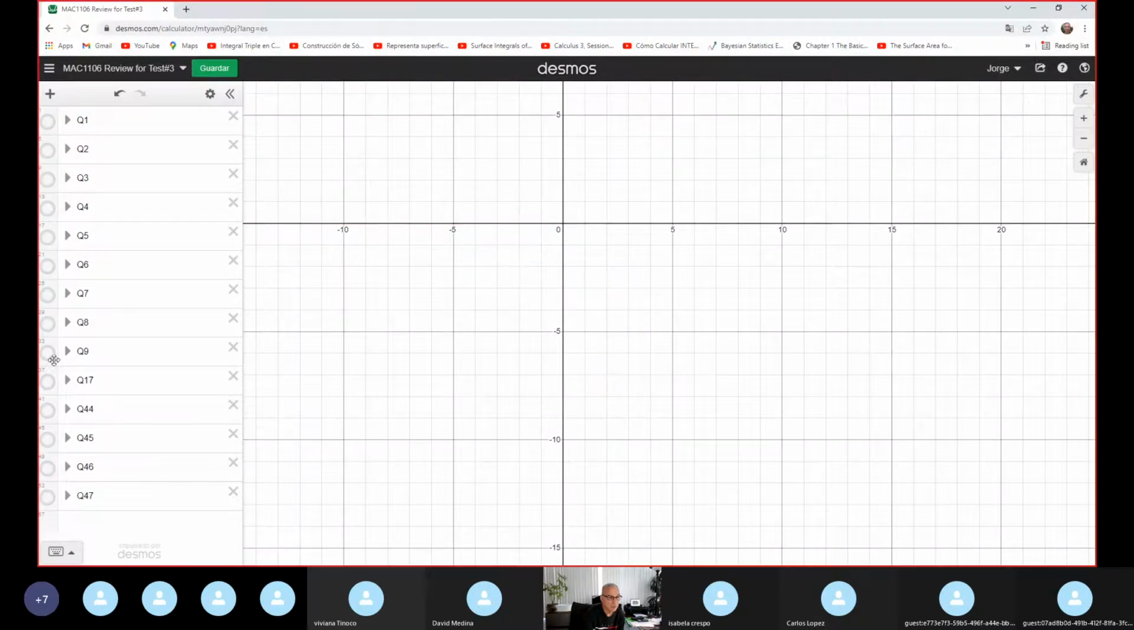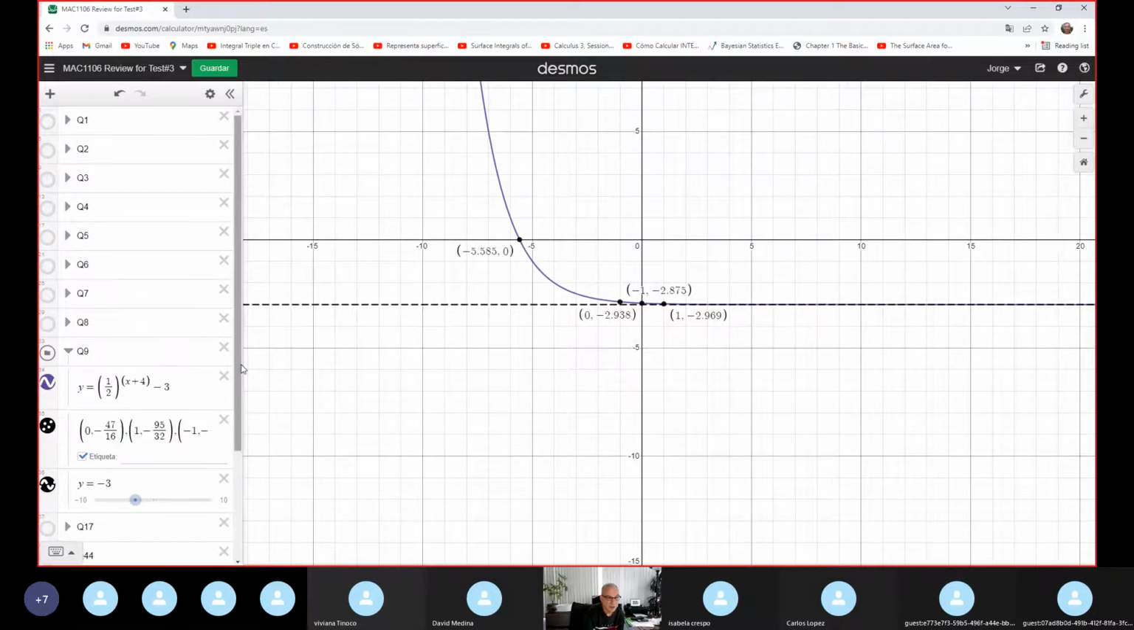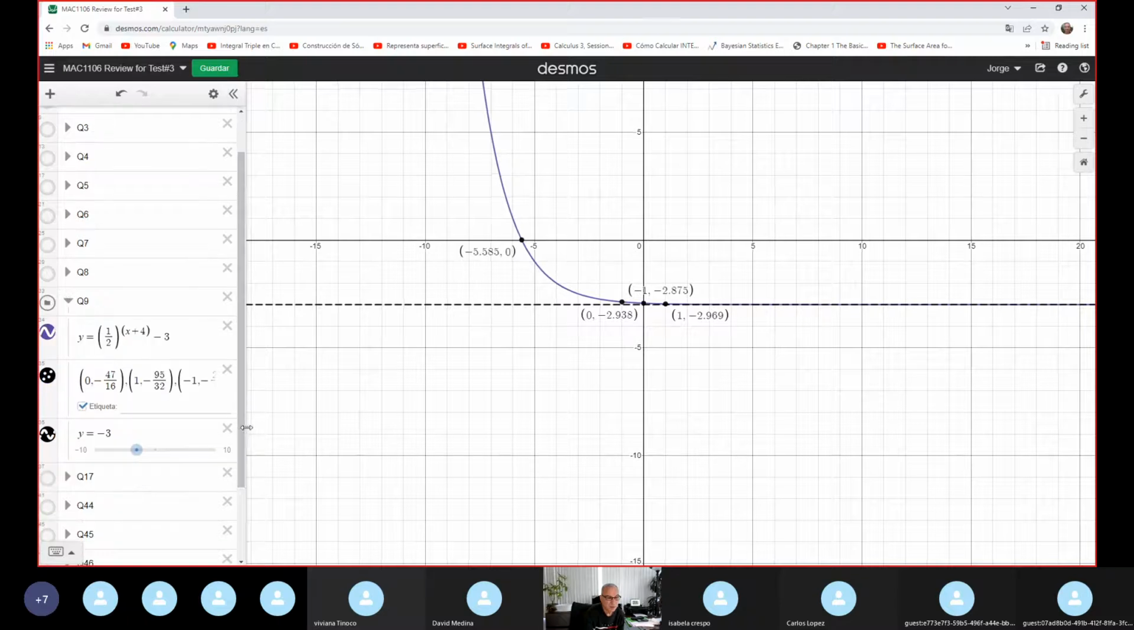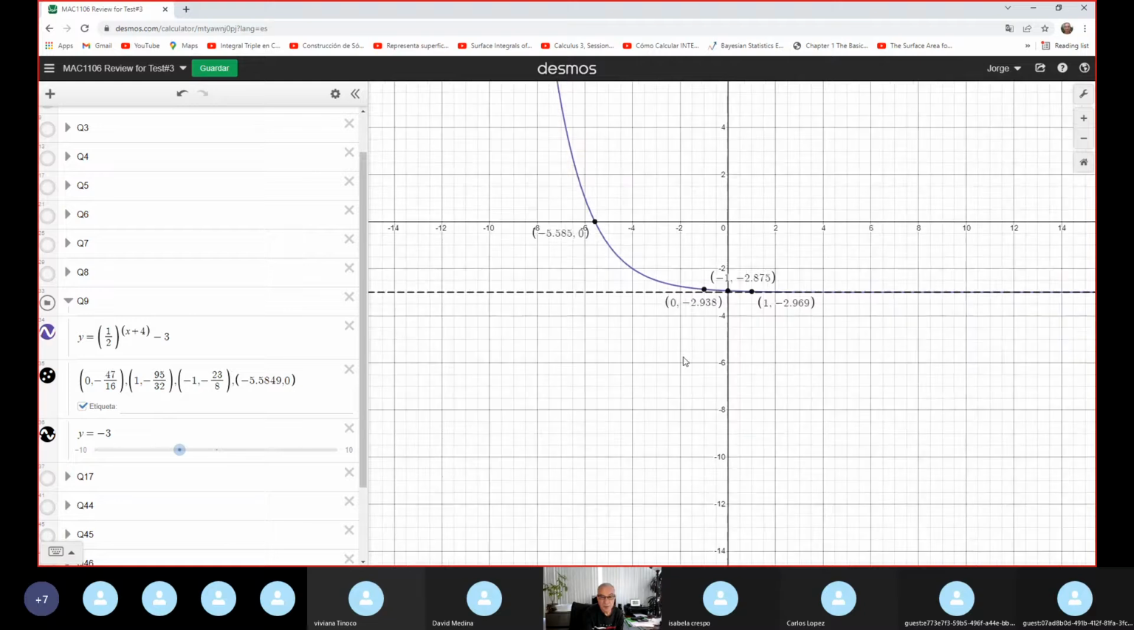Now question 9. Question 9 is something like that. The point is a little bit weird because we actually have a horizontal shift. So now this changes the number, right? I have the point here, because it's a weird fraction. I evaluate the point. We have the famous 3 points. And also I have the y-intercept and the x-intercept.